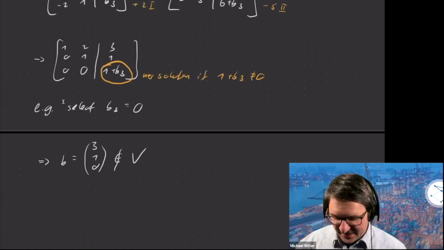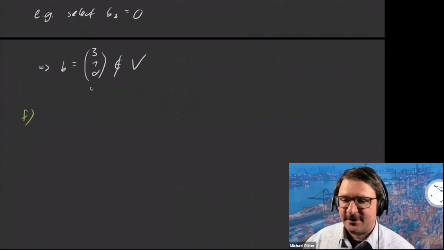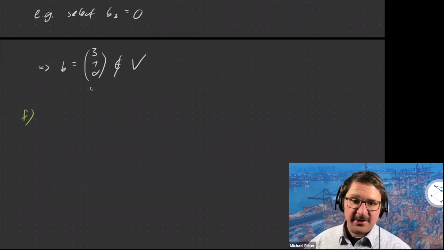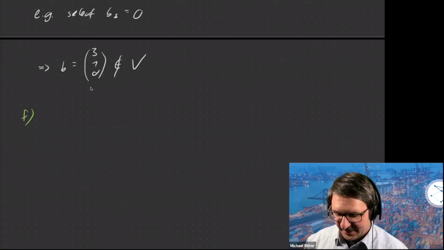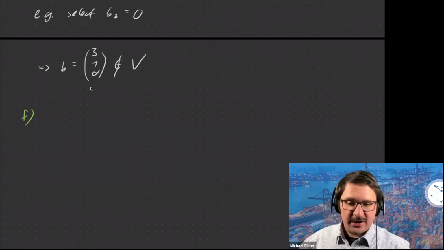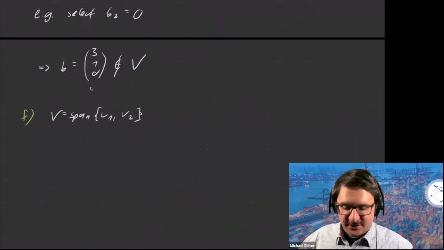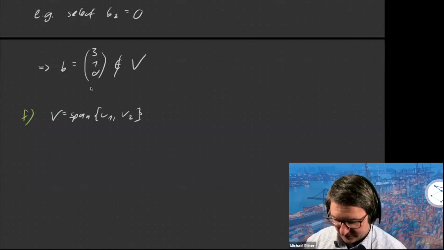Okay, finally, part F. In part F, the task is to find a basis of R3 that contains V1 and V2. And again, we did a lot of work already, so we can answer this question easily. We know that V1 and V2 span the space V. And we also know a vector that cannot be expressed as a linear combination of V1, V2. And that vector is 3, 1, 0.